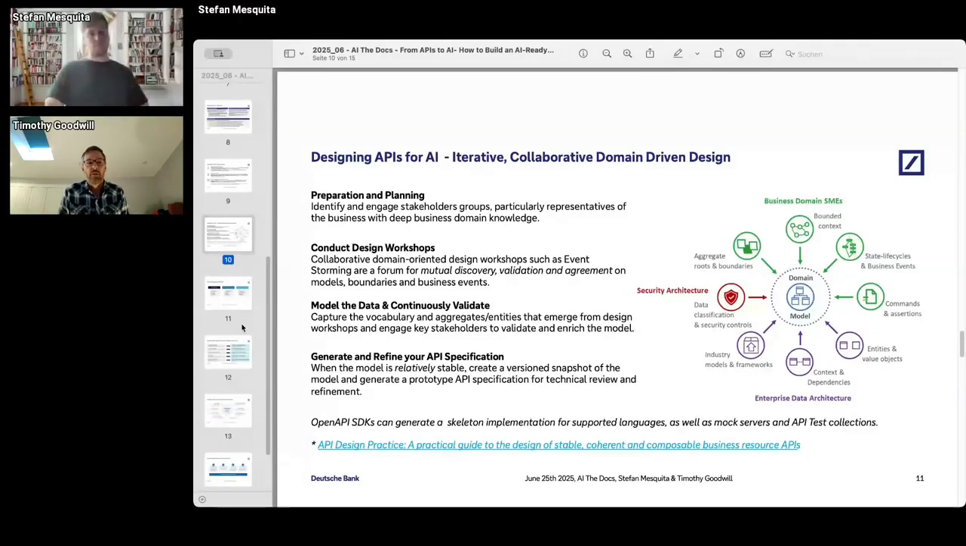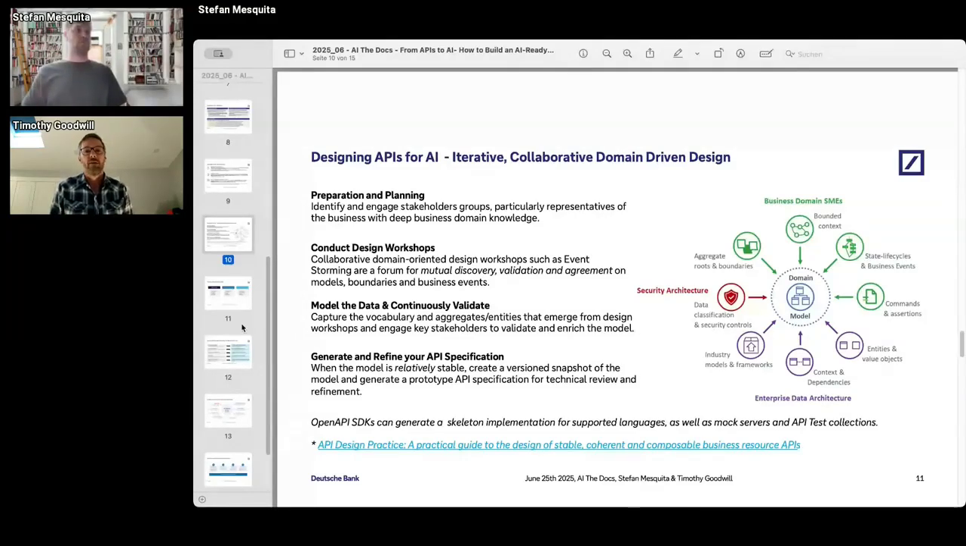One of the ways we can do this is with event storming. It's a fairly lightweight but well-structured way to run workshops to make sure that everybody collaborates, everybody is invested in the process. And the data models that we learn about the domain, we need to capture those. We need to capture vocabulary and the aggregates and the entities, and we need to validate those.